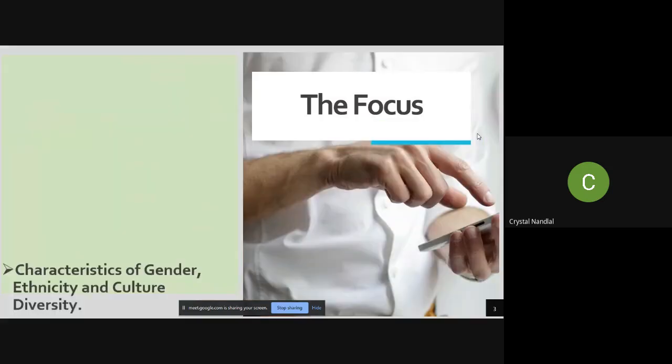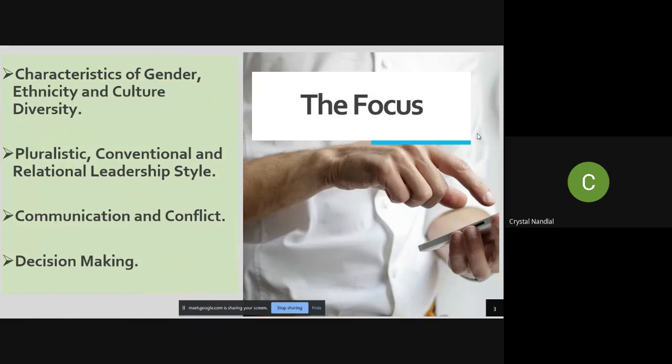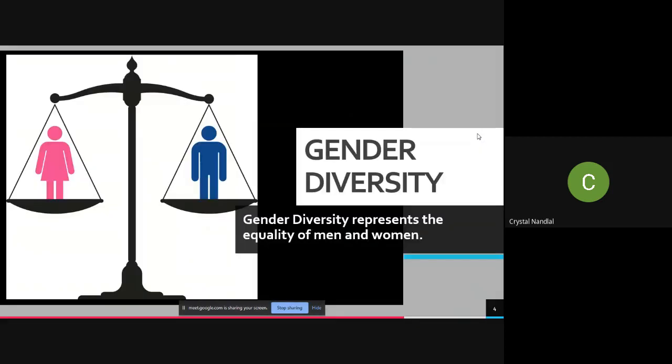Our focus was derived from summarizing the chapter. So, as I mentioned before, we'll talk about characteristics of gender, ethnicity, and cultural diversity, pluralistic, conventional, and relational leadership style, communication and conflict, and decision making. So, we'll touch on each of these topics today, right? Yes.